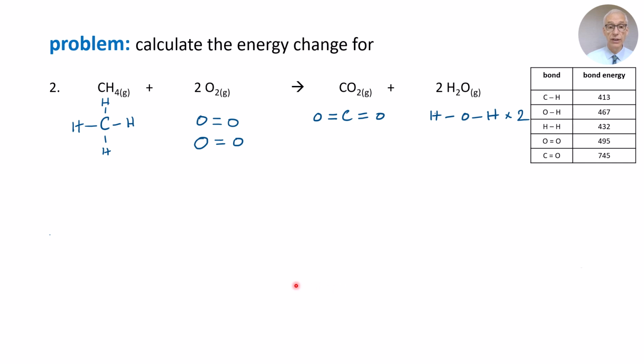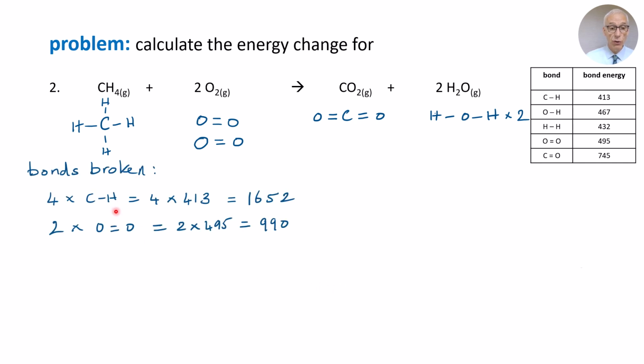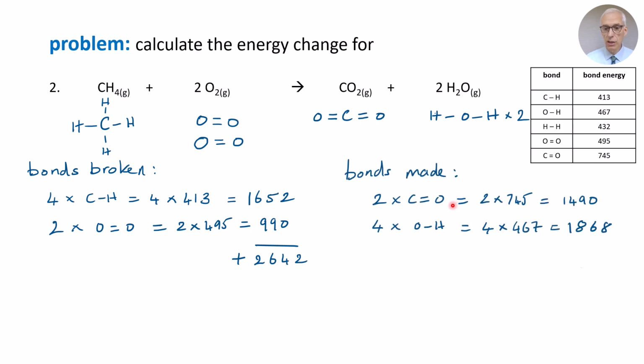Okay, so I'm going to reveal. Breaking the bonds, 4 carbon-hydrogen comes to 1652, 2 oxygen doubles comes to 990. Add them together, give them a positive sign. We're breaking bonds. We're making 2 carbon double bond oxygen and 4 oxygen-hydrogen. Choose the energy value, multiply by the numbers of moles, sum together, give that total energy value a negative sign because we are making bonds.